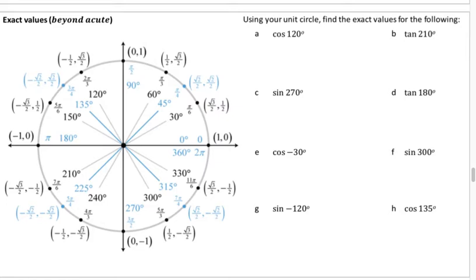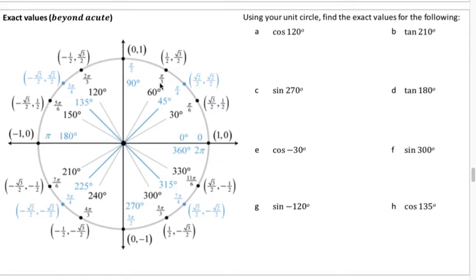In this video, we're looking at the exact values for the unit circle, but we're going beyond acute this time. Now, what acute means is just any angle between 0 and 90 degrees. And what I actually mean by that is we always start off by measuring from the, and I'll just highlight that in blue, our positive x-axis, okay?